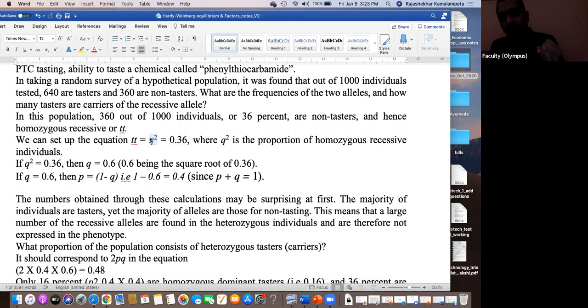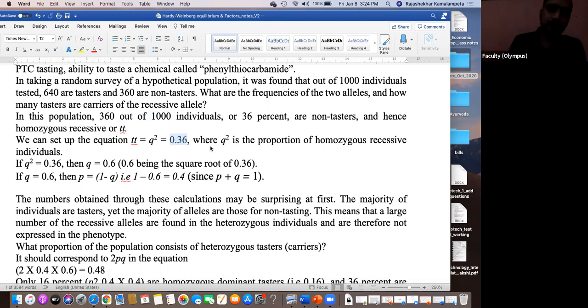P refers to the dominant allele, q refers to the recessive allele. Correct? And q square is the value out of p plus q whole square in the formula, p square plus 2pq plus q square. Q square is the frequency of homozygous recessives, which is 360 out of a population of 1000. So the frequency, if you calculate, is 0.36. So q square value is 0.36.